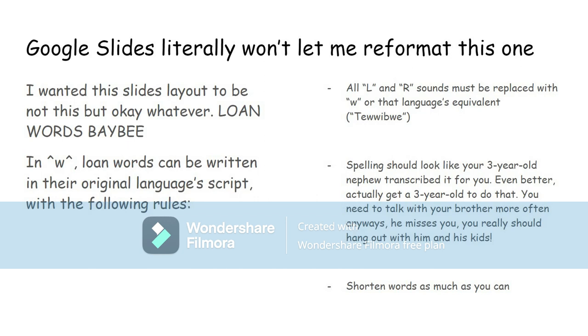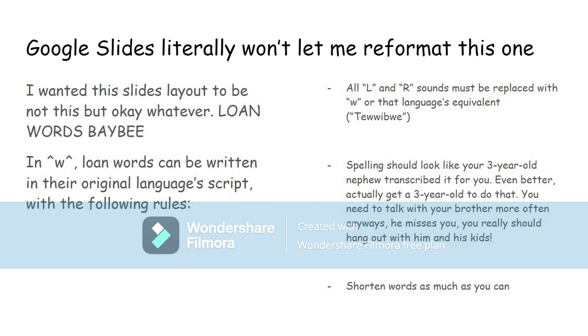Google Slides literally would not let me reformat this slide, so whatever, loan words. Loan words can be written in their original language's script with the following changes. All L and R sounds must be replaced with a W, or whatever the language's equivalent is. So to say terrible, you would say terrible.